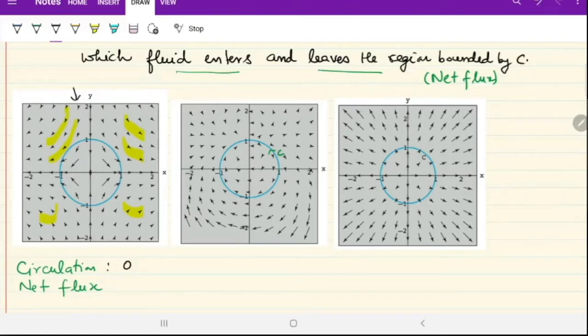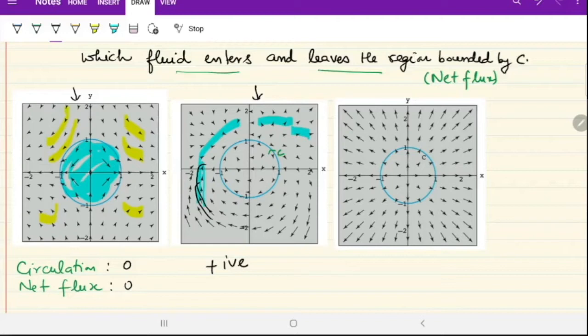Similarly, if you look at the net flux, so the amount of fluid that enters your region, so this is the region, amount of fluid that is entering in this part and amount of fluid that is leaving from this part, through the vectors we can see that this is again 0. So net flux is also 0 for this problem. If you look at the second figure, so here you can see that your fluid eventually moving in clockwise direction. So circulation for this will be positive.